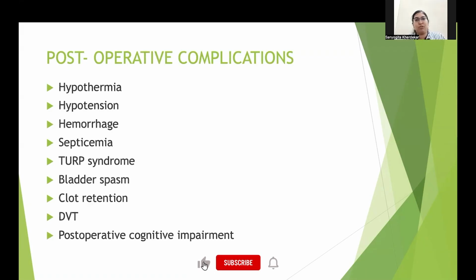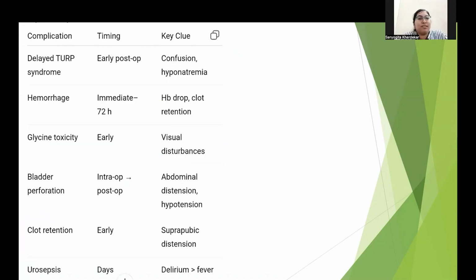Summarizing the post-op complications that can happen: hypothermia, hypotension, hemorrhage, septicemia. The patients may already have a UTI, and septicemia on top of that can happen. TURP syndrome, bladder spasm, clot retention, and post-operative cognitive impairment. These are all the complications that can happen.